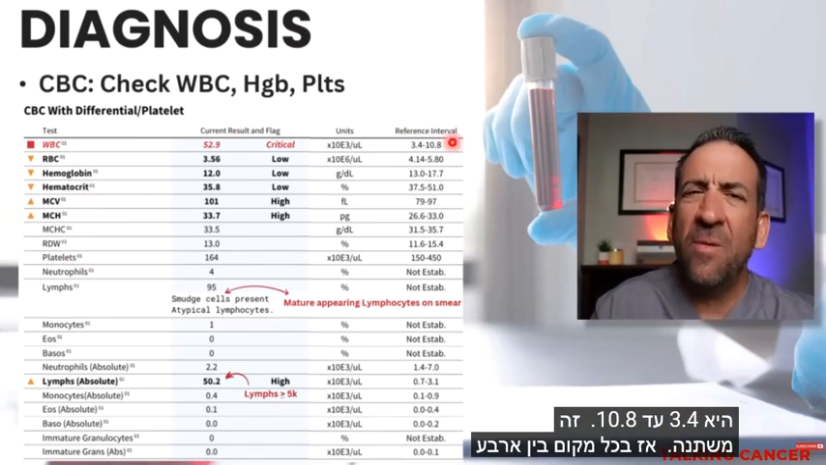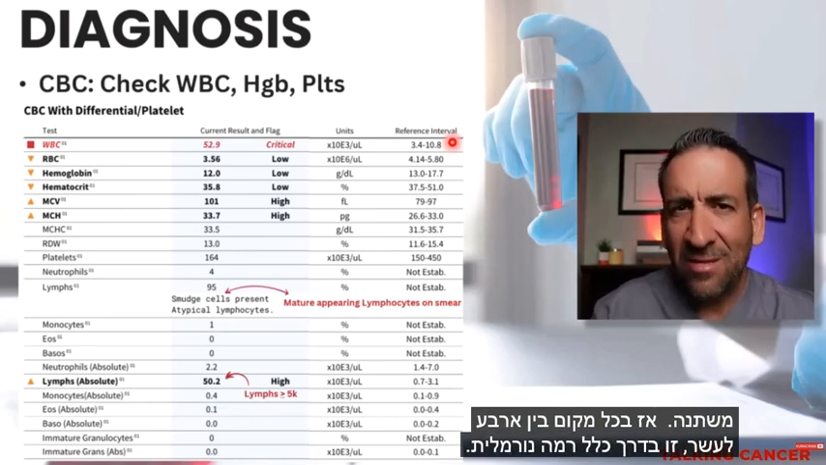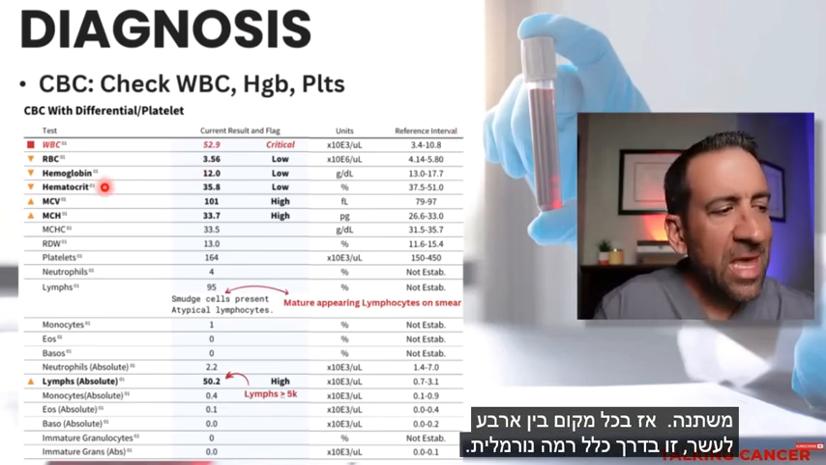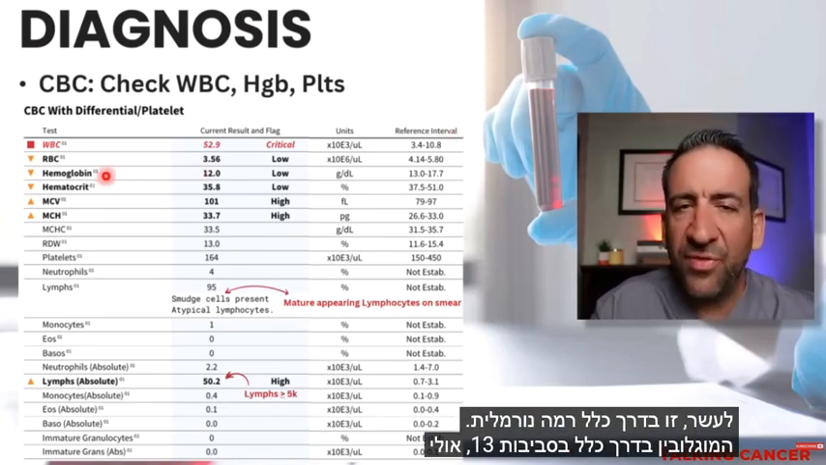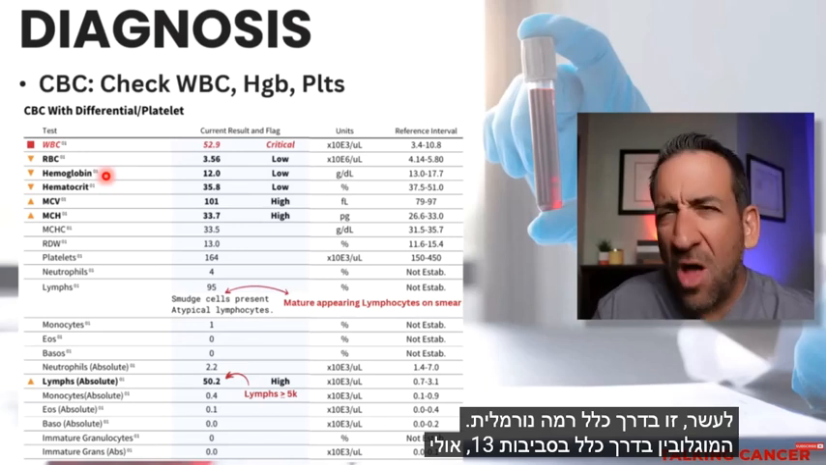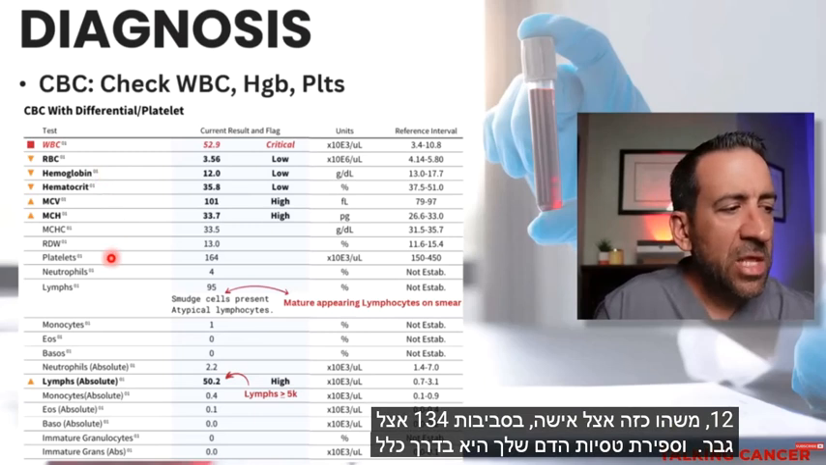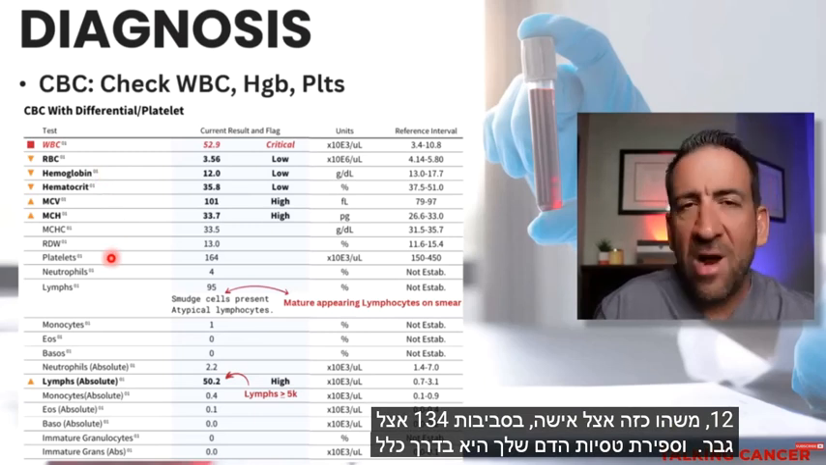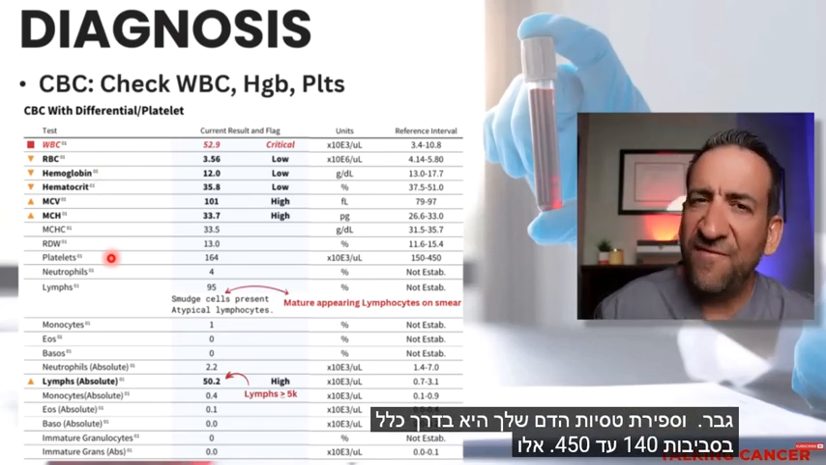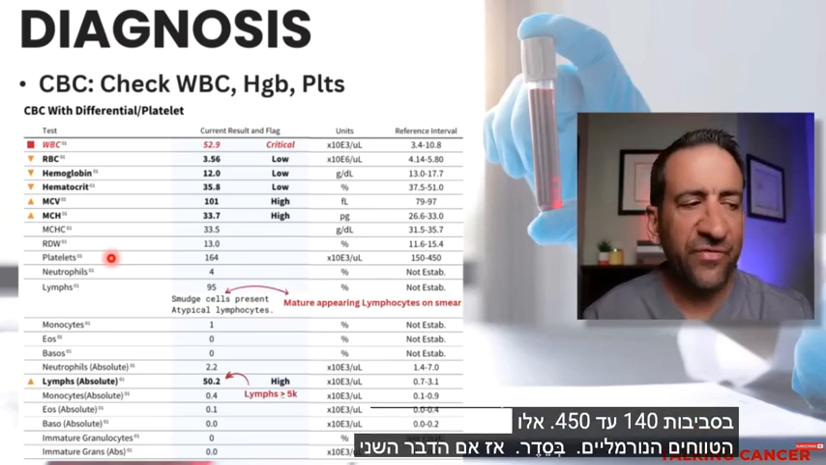It varies, so anywhere between about 4 to 10. That's usually normal level. Hemoglobin, usually around 13, maybe 12 something in a woman, around 13, 14 in a man. And your platelet count is usually around 140 to 450. Those are the normal ranges.